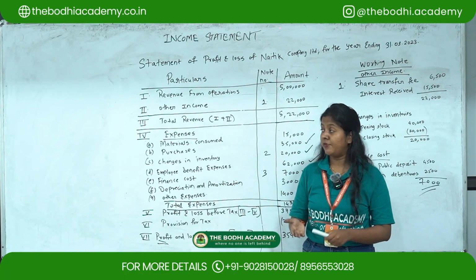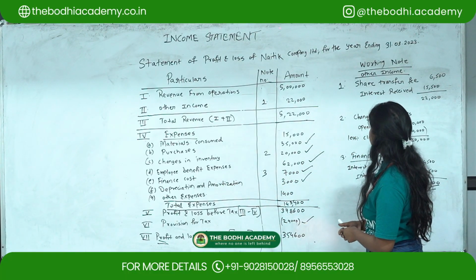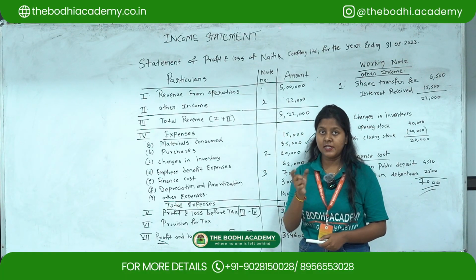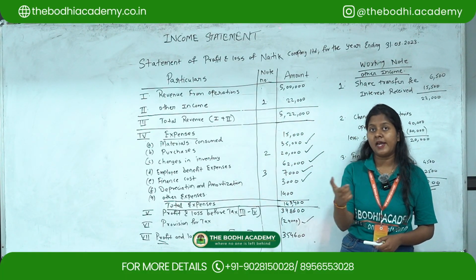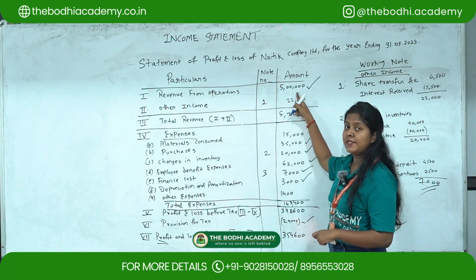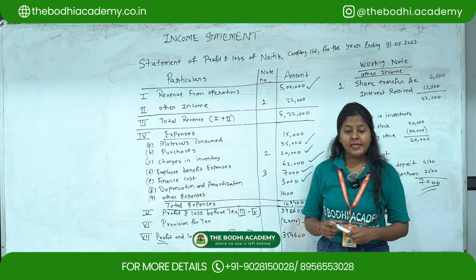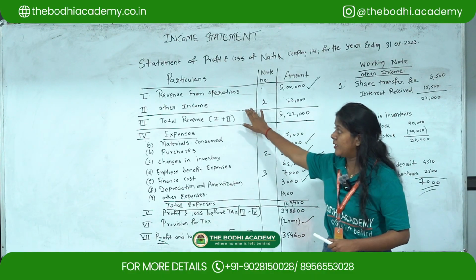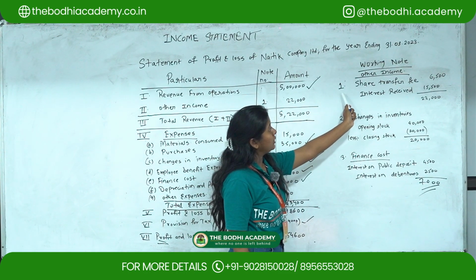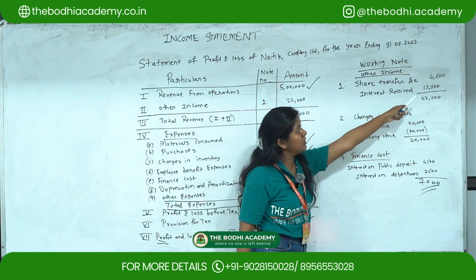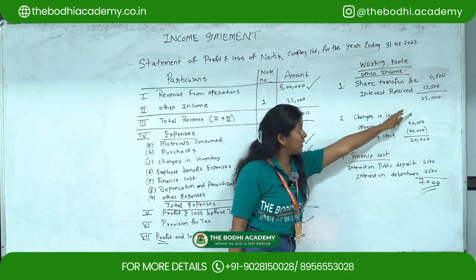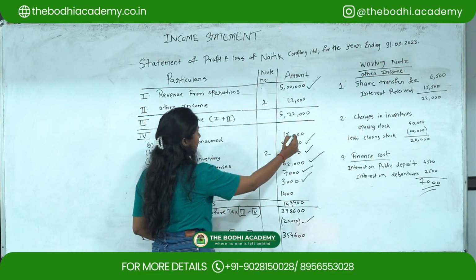Then share transfer fee. Share transfer fee is a part of other income. Then net sales means sales minus sales return, you get net sales. So 5 lakh they have given, so directly the net sales amount you have to take. Then interest received is again a part of other income, so there are working note to this. So we have prepared working note number 1, share transfer fee 6,500 and the interest received 15,500, which will get 22,000, which you have to show under this part.